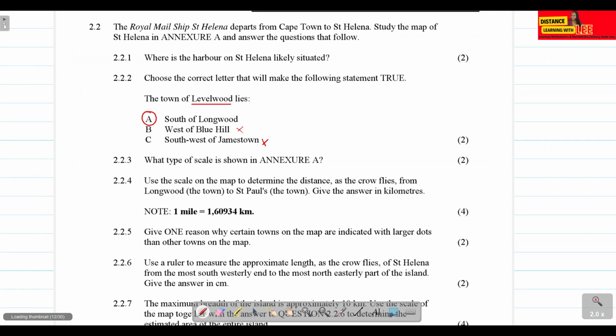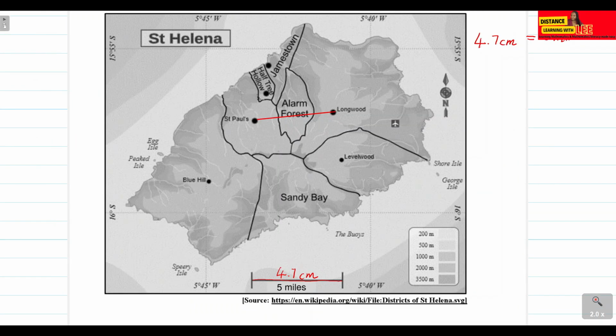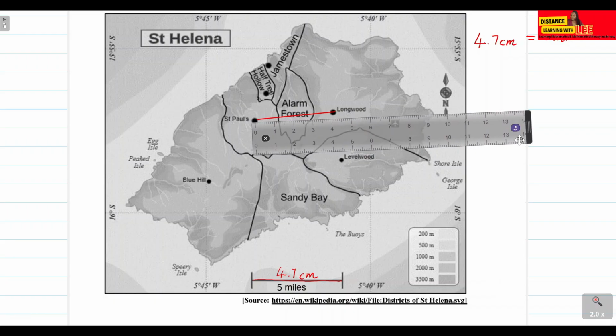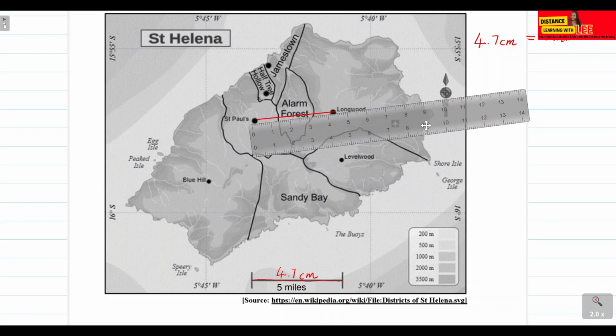And then we are basically now going to measure the distance using your ruler from St. Paul's to Longwood. Okay, I'm going to still use my electronic ruler. I'm going to measure that distance from St. Paul's to Longwood. I'm going to put the ruler there and there.